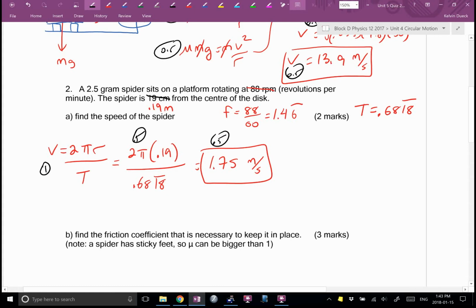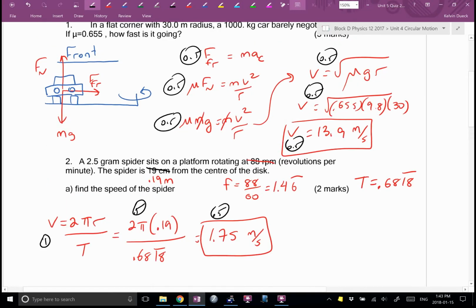Then B says, find the friction coefficient that's necessary to keep it in place. Yeah, I guess it would be its sticky feet that are holding it in place. And then when I saw that, I said, actually, it's the same free body diagram as the car. Replace the car with the spider, and this time the friction is being caused by whatever its stickiness is, but it's still going to be mu times the normal force because friction depends on how heavy the spider is.